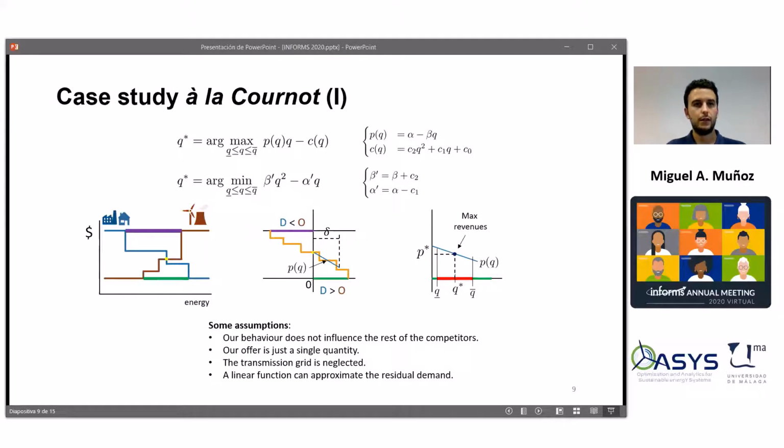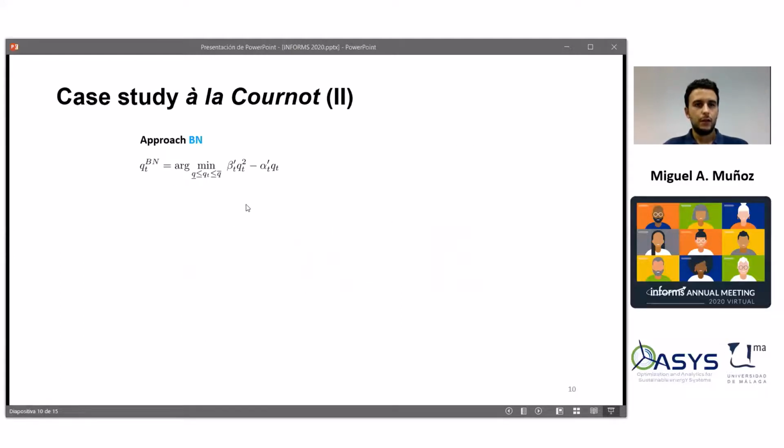In this case study, we have made the assumption that our behavior does not influence the rest of the competitors. Our offer is just a single quantity. The transmission grid is neglected, and a linear function can approximate the residual demand. Our benchmark approach is the deterministic problem, in which we assume that we know with certainty the market uncertain parameters, beta and alpha.